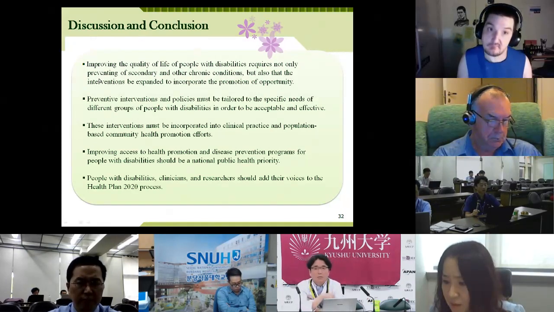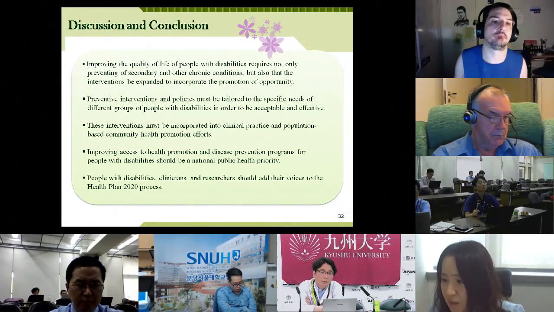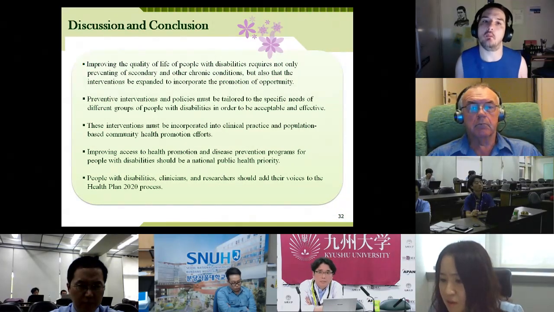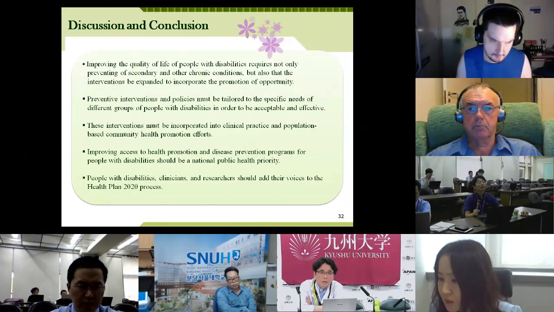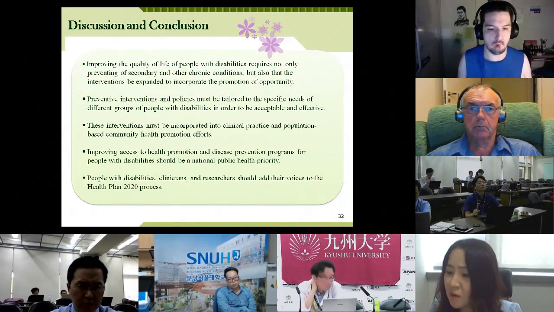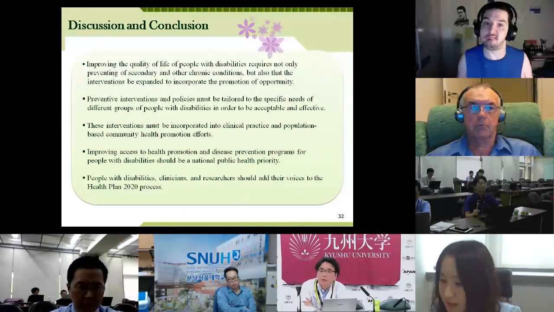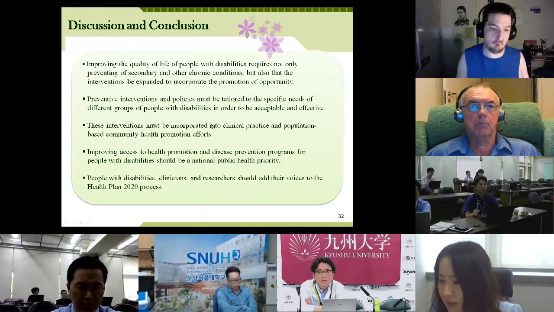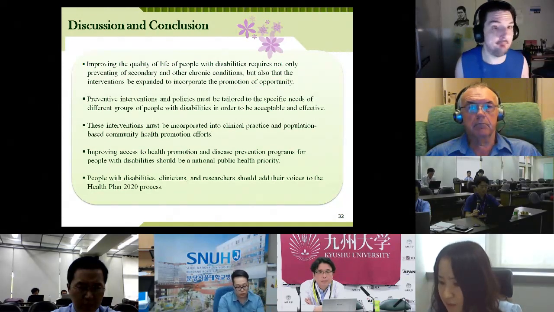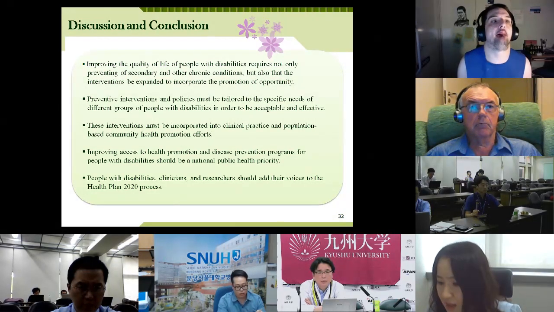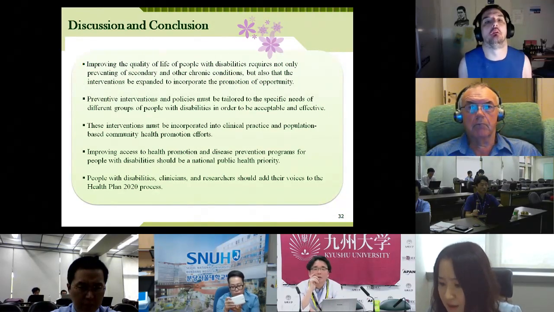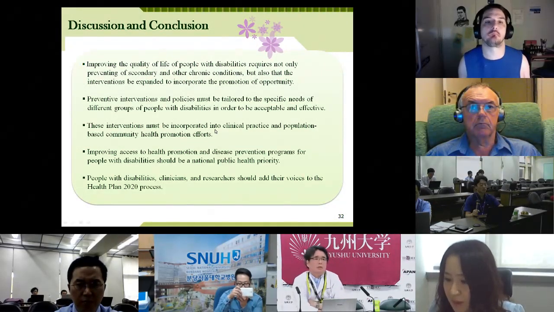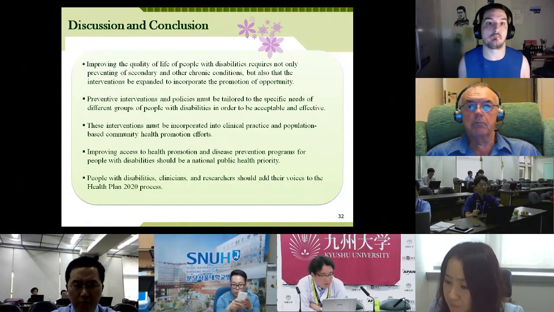So, improving the quality of life of people with disabilities requires not only preventing secondary and other chronic conditions, but also that the interventions be expanded to incorporate the promotion of opportunity. And preventive interventions and policies must be tailored to the specific needs of different groups of people with disabilities in order to be acceptable and effective. These interventions must be incorporated into clinical practice and population-based community health promotion efforts.